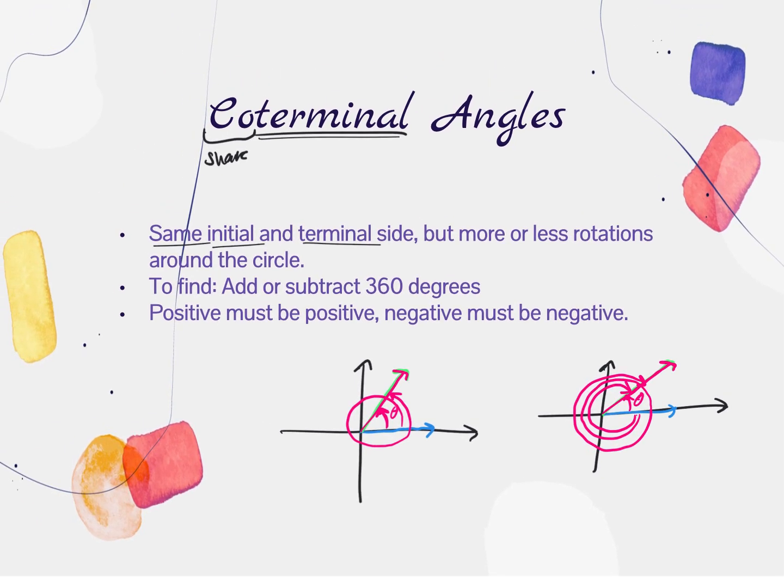Now to find a coterminal angle, you're going to add or subtract 360 degrees. In our directions, sometimes I will specify if you need positive or negative coterminal angles. This last bullet seems pretty self-explanatory. If I'm asking you for a positive coterminal angle, you should give me a positive one, and if I'm asking you for a negative one, you should give me a negative.